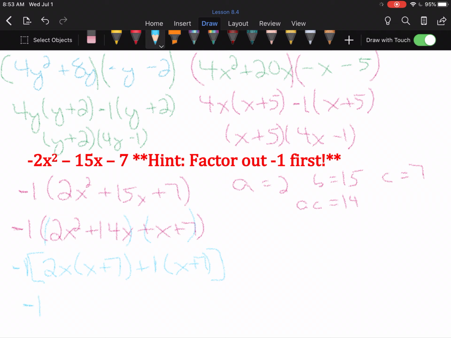Now, the negative 1 carries. The common binomial term is x plus 7. And what was left if I took away the x plus 7s? 2x plus 1.